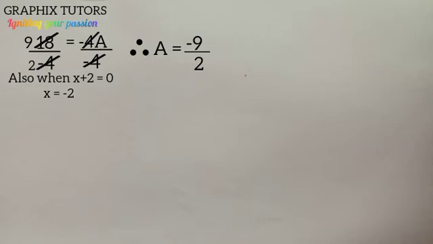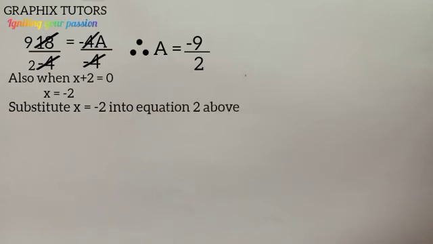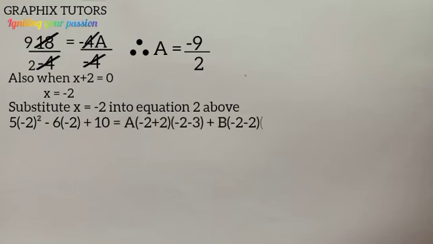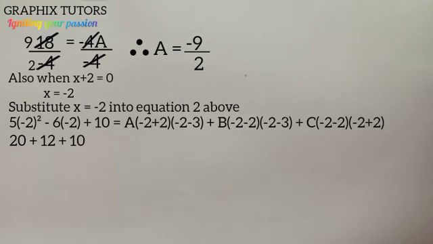Minus 2. Now substituting into equation 2 above, anywhere you see x, you're going to put minus 2. So instead of writing 5x squared, write 5 into bracket minus 2. When you do that, this is what you'll be having, right? This equation here is what you are going to be having. Now in doing that, minus 2 raised to the power 2 will give you 4. 4 times 5 is 20. Minus 6 times minus 2 will give you plus 12, because minus times minus is plus.